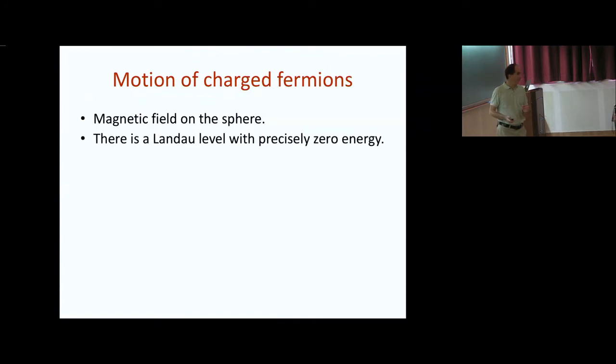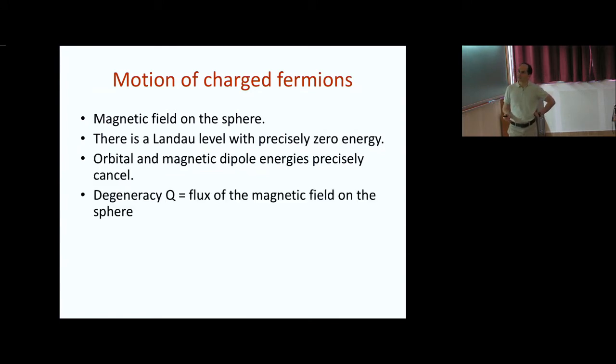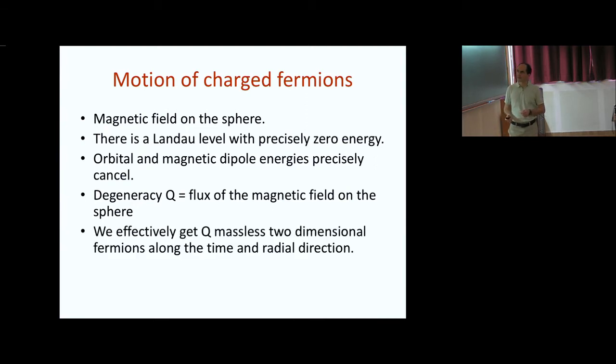Now we'll see what happens to fermions in this solution, to the charged fermions. The point is that we have this magnetic field that has a flux on the two-sphere. So we have fermions moving in a magnetic field, so we'll have Landau levels. And for massless fermions like this, there is a precisely zero energy Landau level that comes from a cancellation between the orbital energy and the spin, the magnetic dipole coupling to the magnetic field. So the degeneracy of that Landau level is equal to the flux of the magnetic field on the sphere, so it's equal to Q. So we'll have Q zero energy states, and then we'll get effectively massless fermions that propagate in the two other dimensions, so in time and the direction along the magnetic field. Okay? Is that clear? If it's not clear, we can try to repeat it.